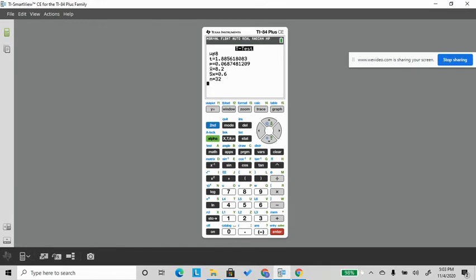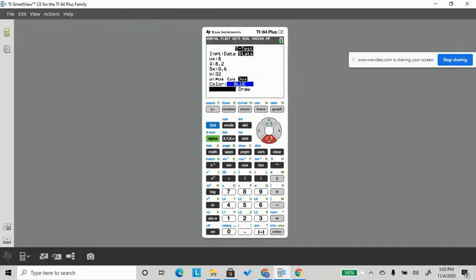If I change this to a one-tailed test, so I'm going to go in and do stat test, t-test, and change this just to a greater than test, leaving everything the same. Okay, so the p-value was 0.068. So I'm going to divide by 2. It's going to be 0.034.